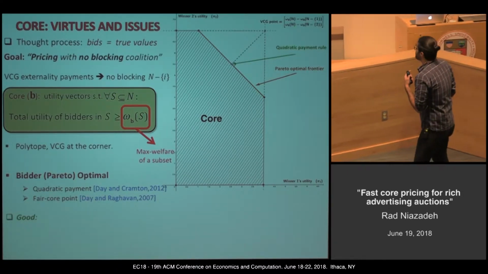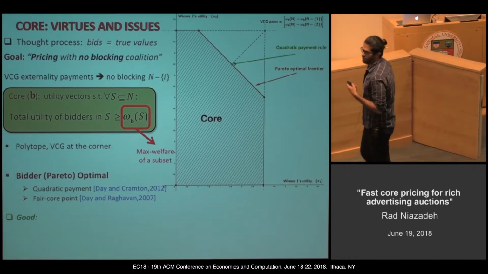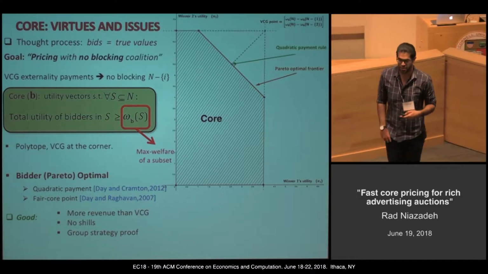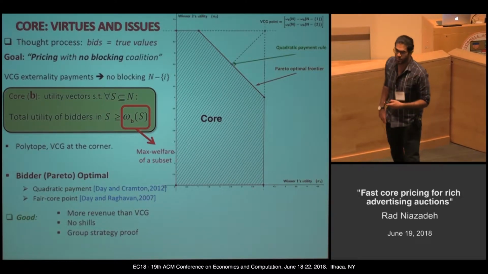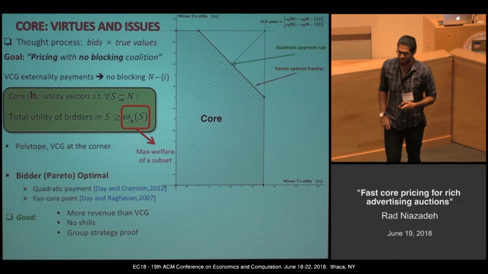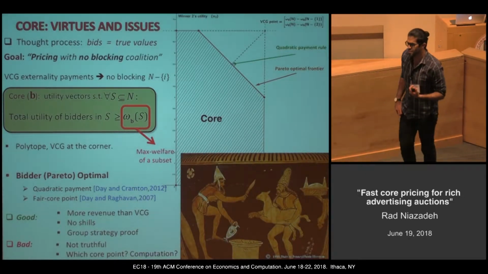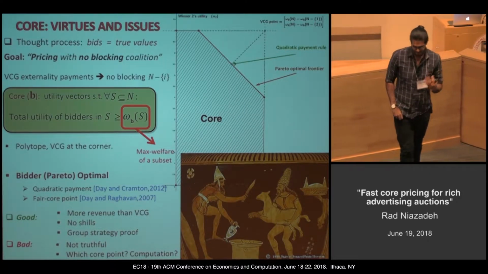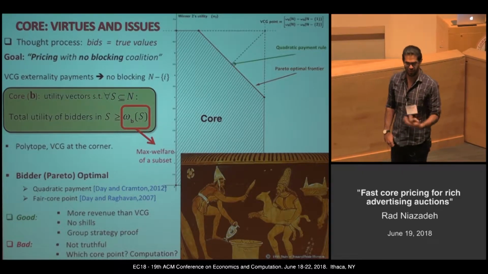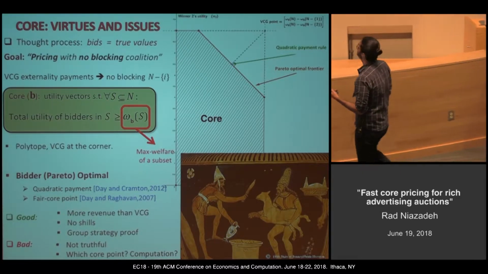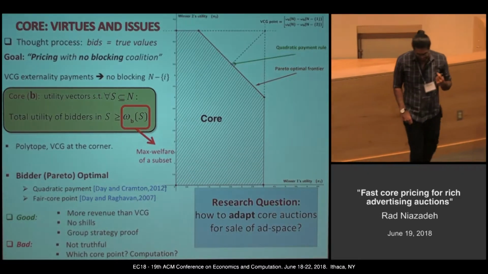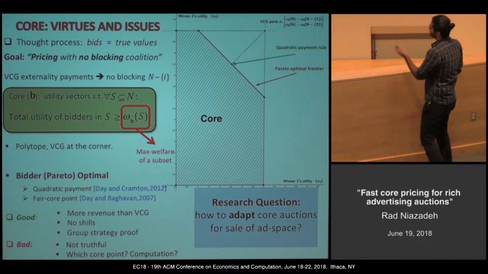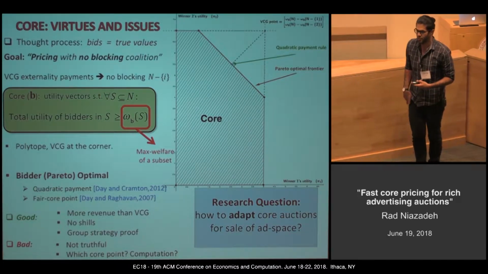So there are pros and cons when you switch to this category of auctions. At least if you treat the bids as true values, then we will have more revenue than VCG. It's even clear from this slide. There will be no shill bidding. And by definition, it is group strategy-proof. The bad news is this is not truthful, so we are going to sacrifice something. And also now we have to find an answer to this question: which core point are we going to pick? And if we want to pick that particular core point, how do we compute it exactly? So when you think about adapting the core auctions to the sale of ad space, these two are going to be the questions that you have to figure out an answer for.